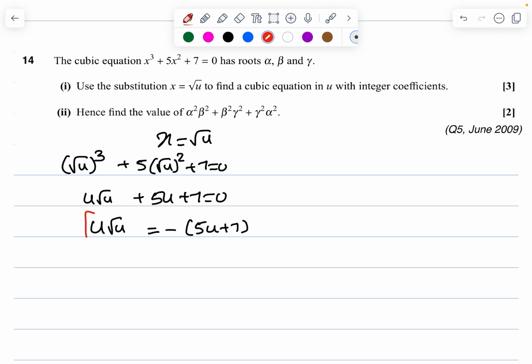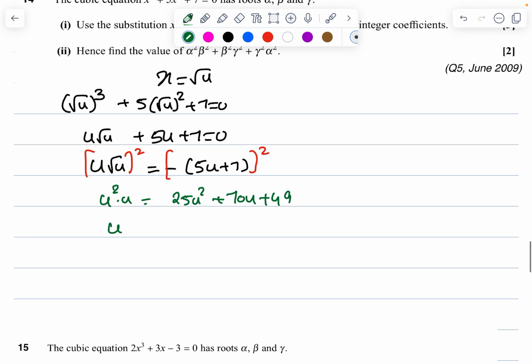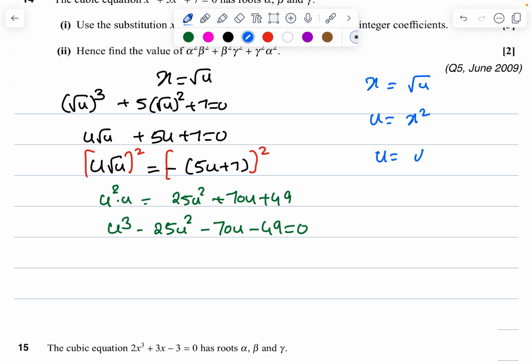Then again squaring on both sides. So it becomes u square times u equals 25u square plus 70u plus 49. Then it becomes u cube minus 25u square minus 70u minus 49 equals 0. Now we know that x equals root u. So u equals x square. So what will be the roots of this equation? The roots of this equation will be u equals alpha square, beta square and gamma square.